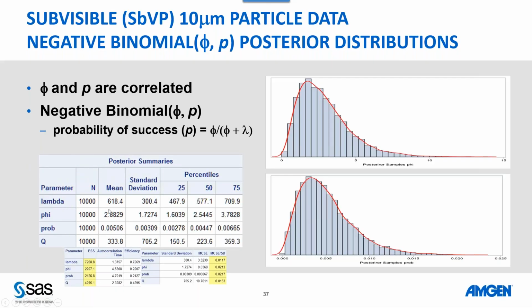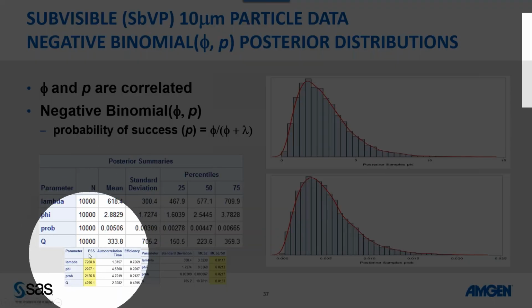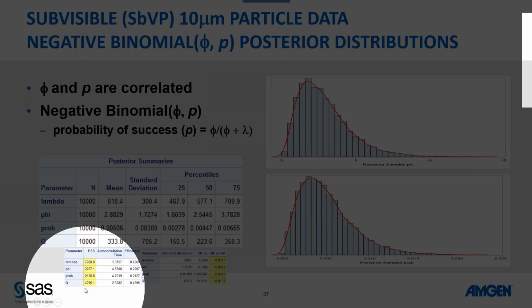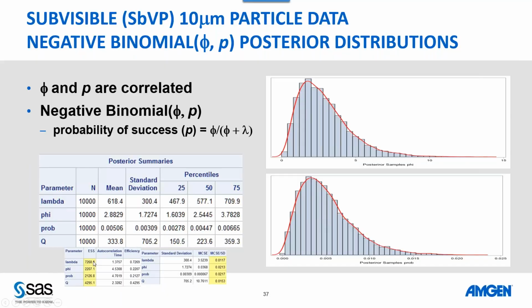Once we get into prior knowledge, we can compare these estimates with estimates we have from other molecules and see where they fall. Those are the effective sample sizes. They're not in the 50,000s, but we still have 2,000, 7,000, 2,000, 4,000. The only two things here are lambda and phi, though, right? Phi and the prob are the convergence diagnostic. They're in the thousands, and that's good enough.